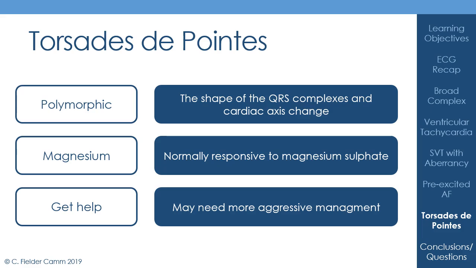But as with any of these broad complex tachycardias, my take-home message, and the one thing that you take away from this entire lecture, is if you see somebody with a broad complex tachycardia, you should be getting help, because even if they look stable right now, they can become unstable, and having more pairs of hands is always a plus. And I wouldn't be afraid, if it's a broad complex tachycardia, of putting out a cardiac arrest call if I was worried.